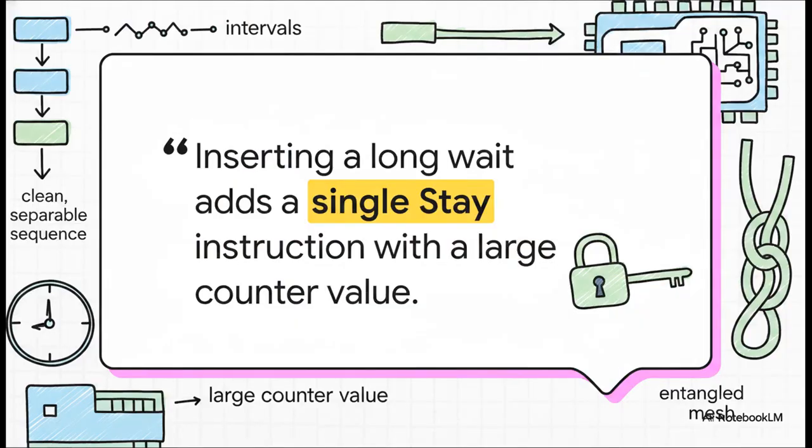To put it exactly how the source material does, inserting a long wait does not add states to the instruction list, it adds a single stay instruction with a large counter value. Honestly, this completely flips the script on how you design hardware. You are no longer managing an entangled mesh. You are managing clean, easily separable sequences and intervals.